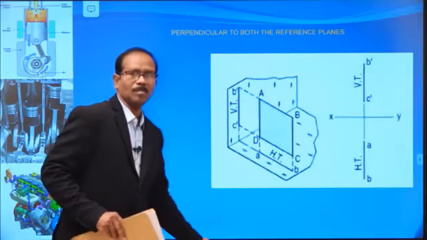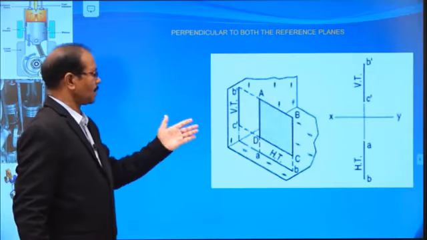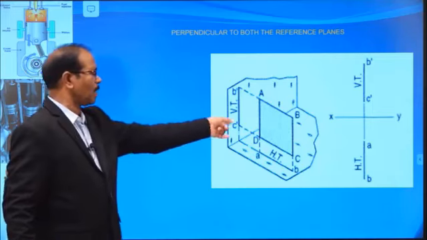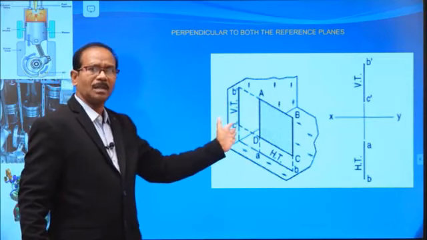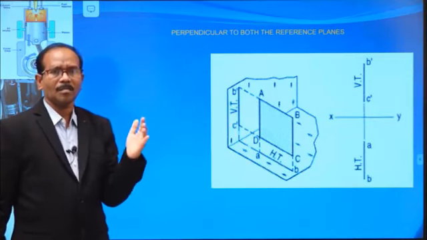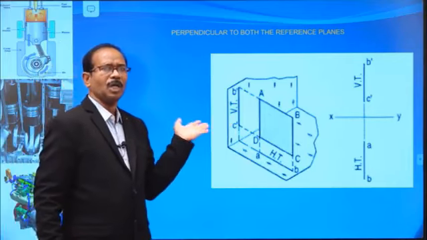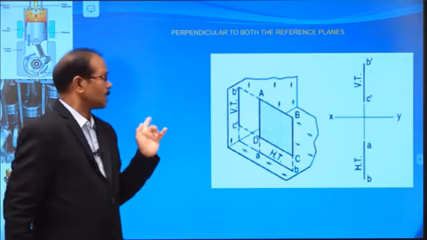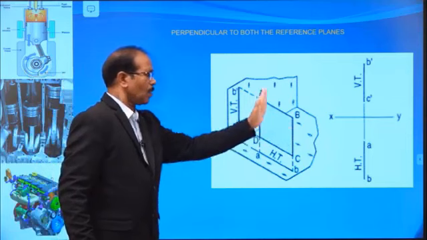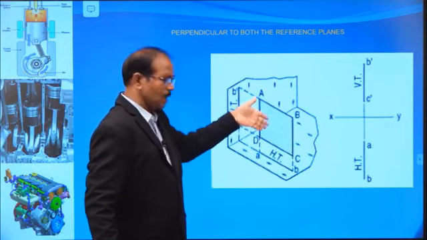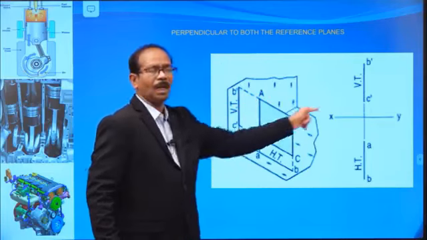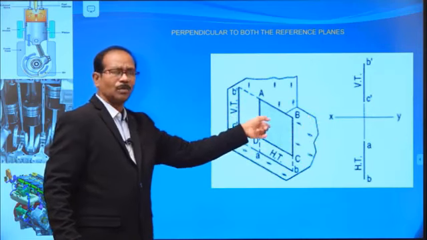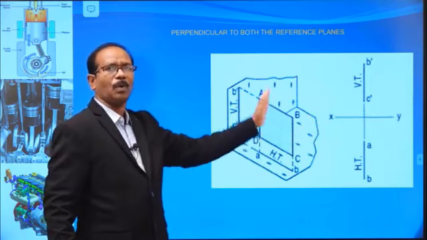Let's see the other condition. Plane perpendicular to both the reference planes. Observe the square plane. One more question may be asked: for a plane perpendicular to both reference planes, which view gives the true shape of the object? Side view gives the true shape. Now the two views, the front view and the top view, are only lines.